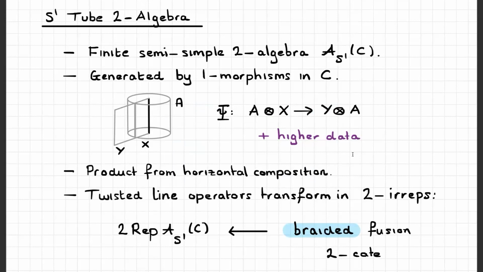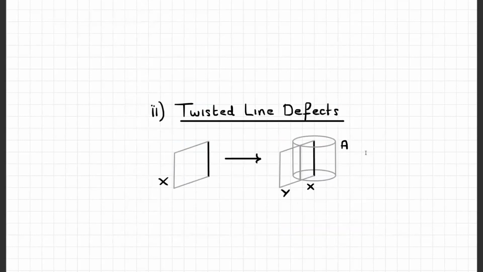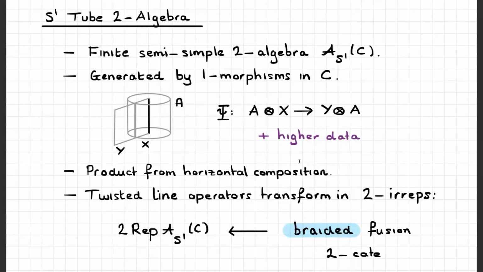Now to capture this type of situation algebraically, we need to move up to a 2-algebra. And so we call this the tube 2-algebra, or the S1 tube 2-algebra. It's S1 because S1 is the thing that links, but it's now a 2-algebra because the intersections here are one-dimensional and there can be junctions between them. So a 2-algebra is really more like a monoidal category.